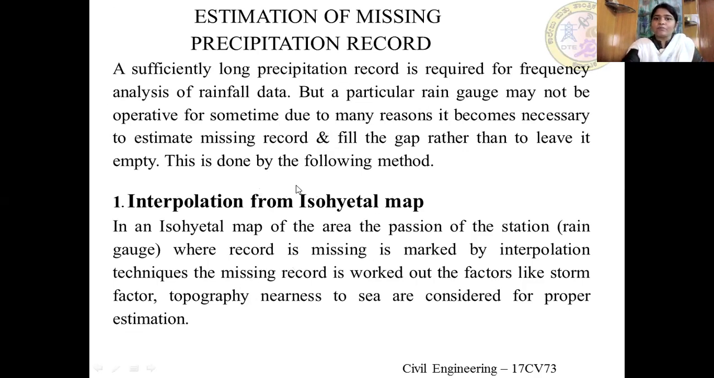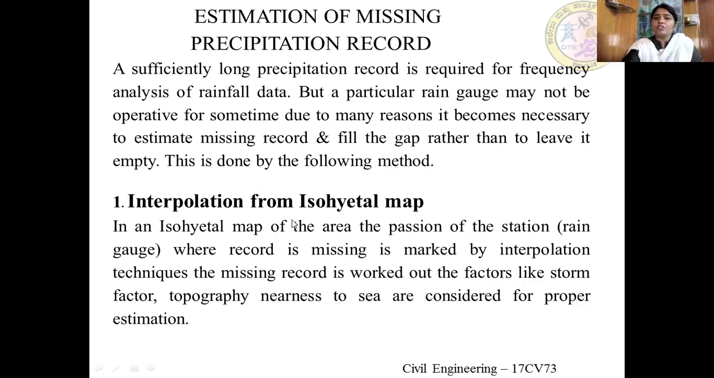So what happens? Sometimes there can be a reason where some data is missing. Some rain gauge has not been operative in that particular year due to some problem, some error, some natural calamity. That time, this data will be missed. So we need to fill that gap by knowing the other records, other values, we can arrive at that.